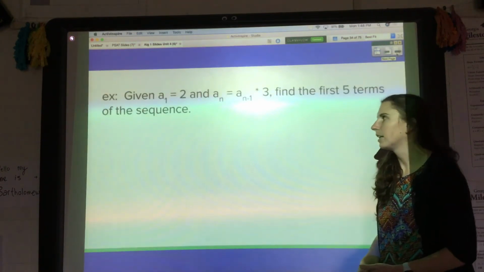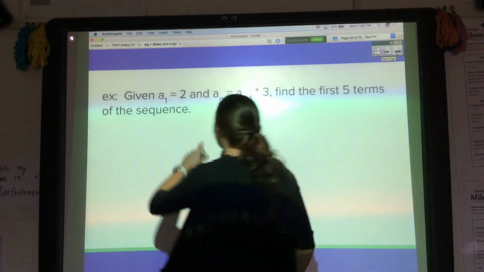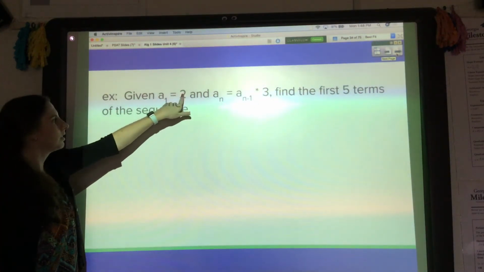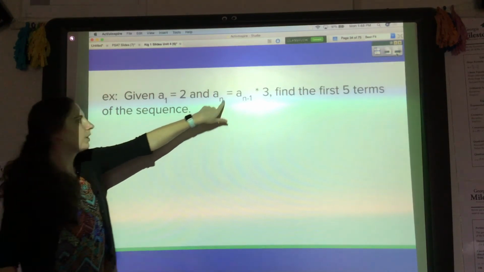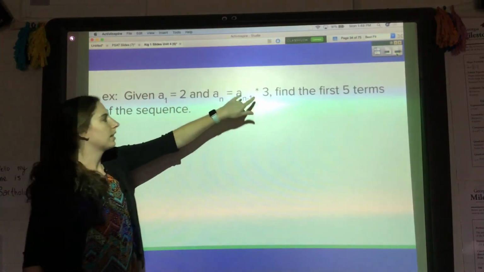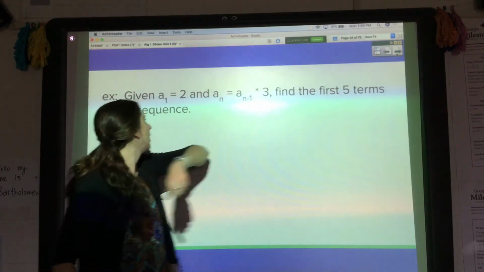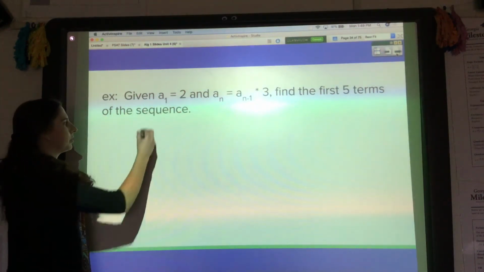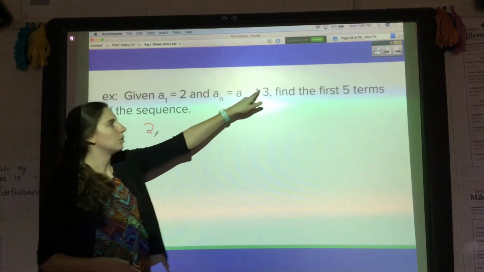Let's try another one here. This one gives us the recursive formula. It says that the first term is 2. And then in this situation, to find any other term, we take the term before it and do times 3. I want to find the first 5 terms. I already know the first term is 2. How do I find the next term? Well, just do times 3.